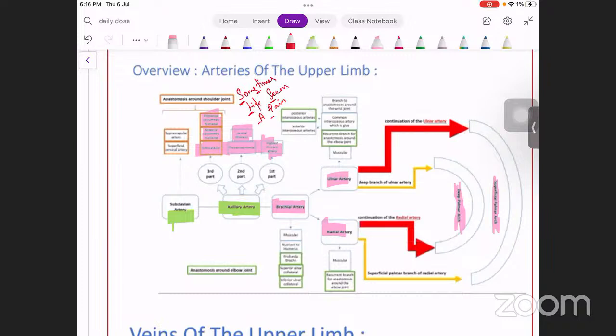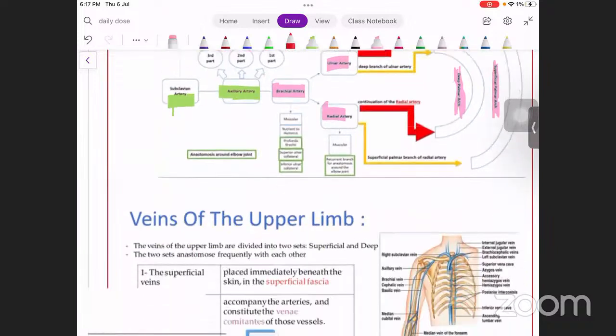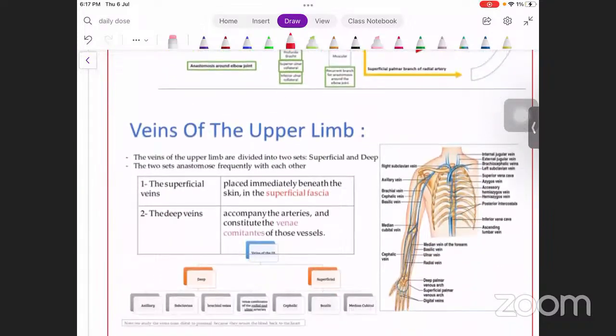The radial artery gives rise to the recurrent branches, while the ulnar artery also gives rise to the recurrent branches, and then it also gives rise to the muscular branches. Then you have the superficial and deep palmar arch. The superficial palmar arch is a continuation of the ulnar artery, while the deep palmar arch is a continuation of your radial artery.